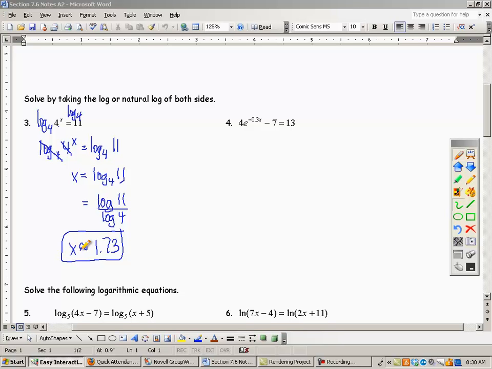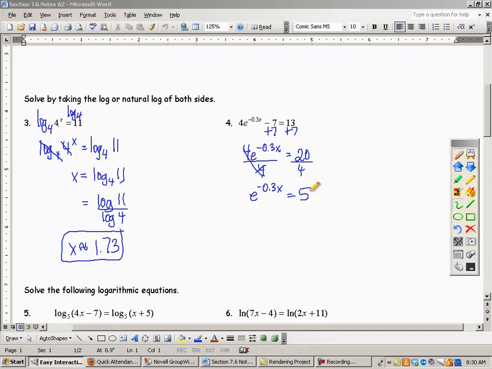Okay, now let me walk you through another one. I'm just going to make it a little bit more difficult as we go through. We need base e by itself, so I'm going to add 7 first. 4 times e to the negative 0.3x equals 20. So I moved the 7 over. My second step is to get rid of the 4 in front. So I divide both sides by 4, which cancels those 4s out. e to the negative 0.3x equals 5.